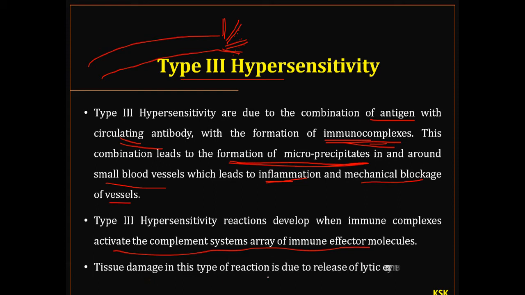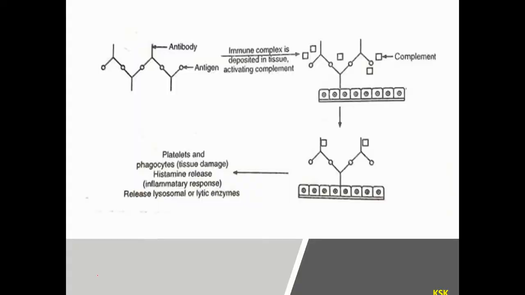The tissue damage in this type of reaction is due to the release of the lytic cells. Whereas in type 2, phagocytosis is the action taking place. Here the release of the lytic cells takes place, and therefore it causes damage of the tissues. We will go with the mechanism of type 3 hypersensitivity reactions.